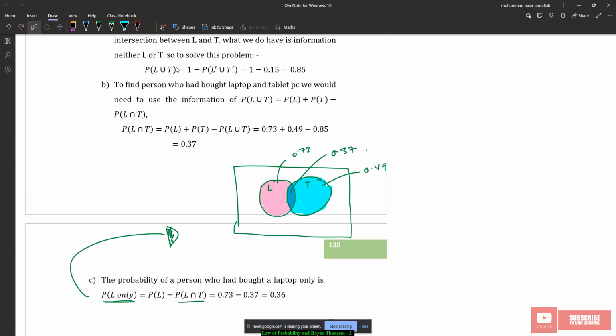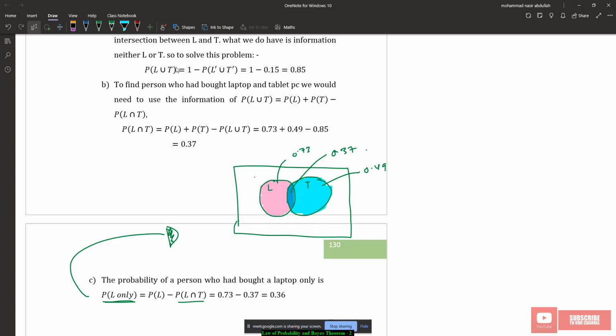And we know the probability of intersection is 0.37. Here, kalau kita ada probability of buying laptop, dia ada sedikit orang yang beli laptop dan tablet juga. Sebab dia ada intersection. The whole thing 0.73 ni termasuk dengan beberapa orang yang beli laptop dan tablet. So what we want to know, people that only buy laptop sahaja, tak beli tablet langsung, laptop sahaja.